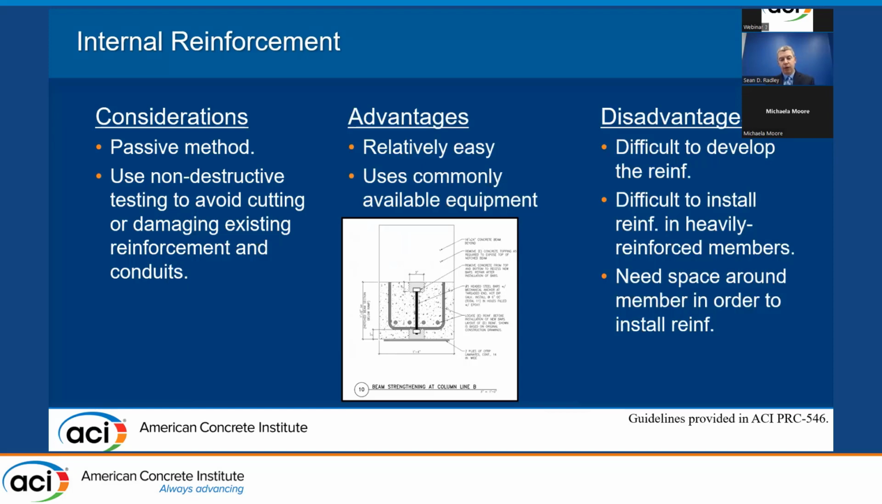You can imagine over a very short length, to get that reinforcement developed, you may need to use headed bars or threaded rods with mechanical nuts at one end, as shown in this detail below. If you've got a lot of reinforcement within the existing member, it may also be difficult to employ this technique. Because you actually need to physically get adjacent to the member to install the additional reinforcement using a drill, you also need to have space around the member just to install it. Further guidelines are provided in ACI 546.